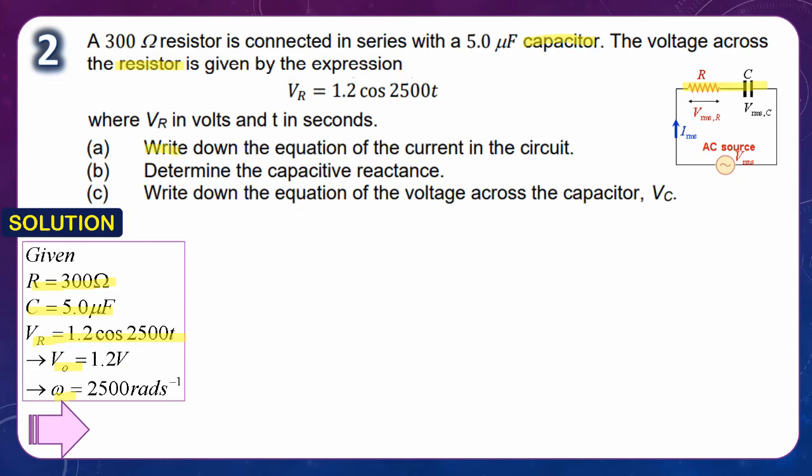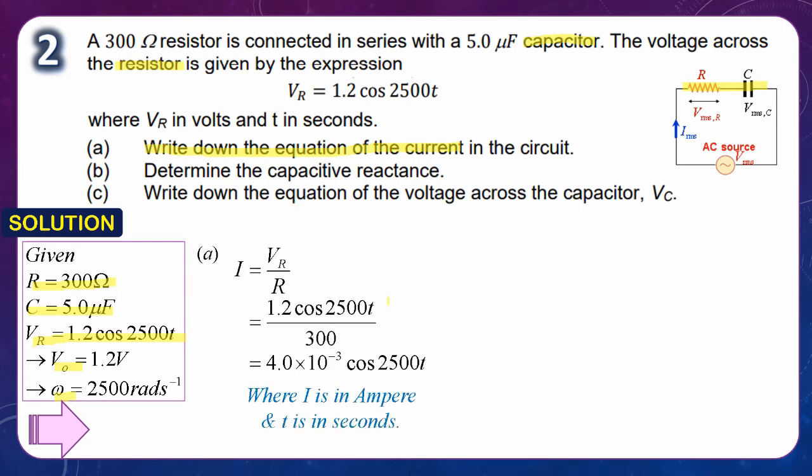So first we need to write down the equation of the current in the circuit. We need to use the equation I equal to V R over R. Substitute the V R and R. So we get the equation for the current in the circuit, equal to 4 times 10 to the power of negative 3 cos 2500 t. Don't forget to write down the unit, where I is in ampere and t is in second.